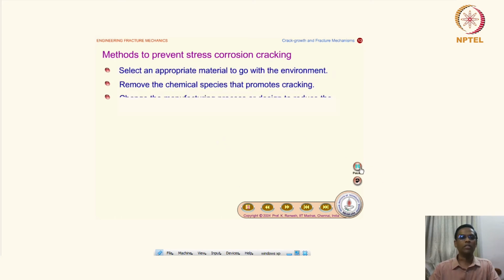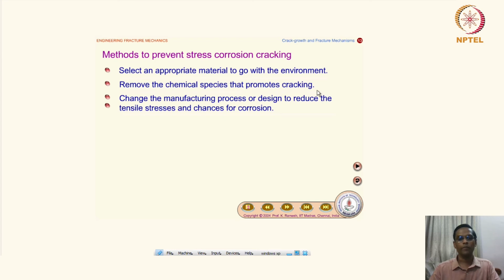There are several methods proposed. Select an appropriate material to go with the environment. Remove the chemical species that promotes cracking. So what does it mean? We have to do a proper alloy design. We have to look at which elements will promote corrosion, or like in corrosion science, people talk about which anodic reaction, cathodic reaction you have to look at.